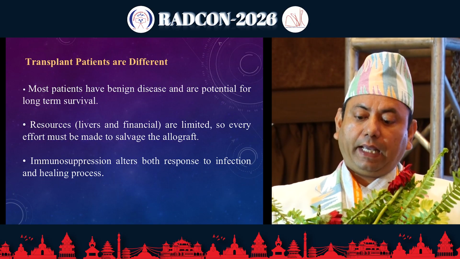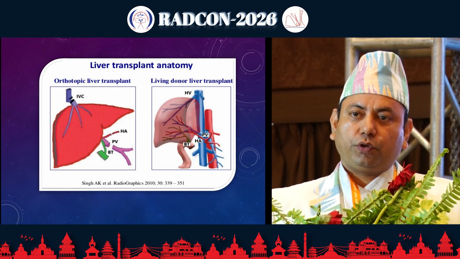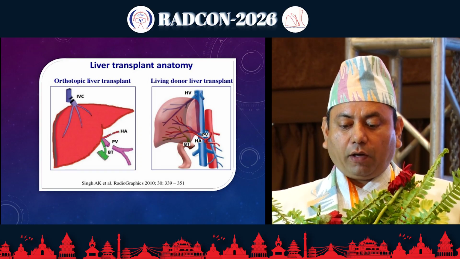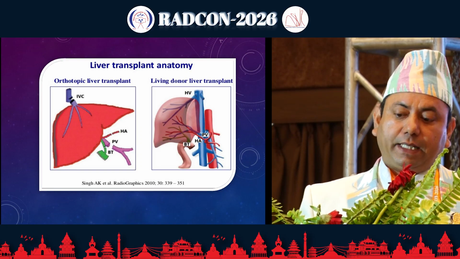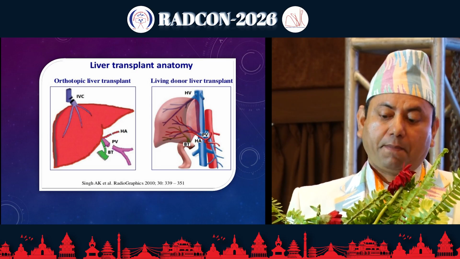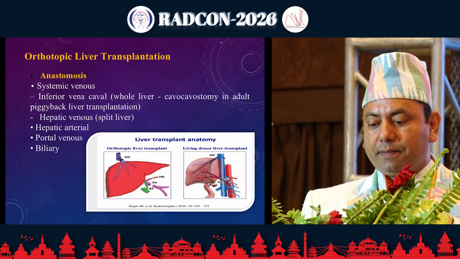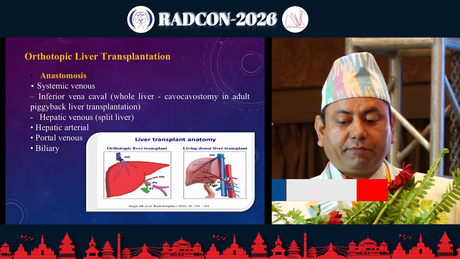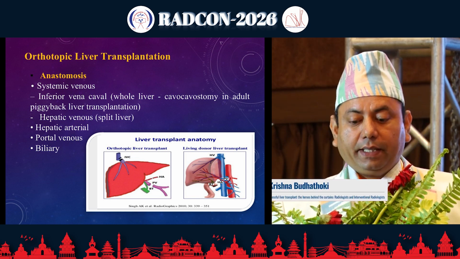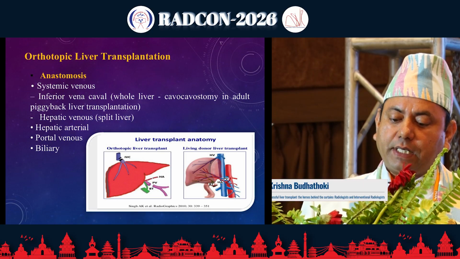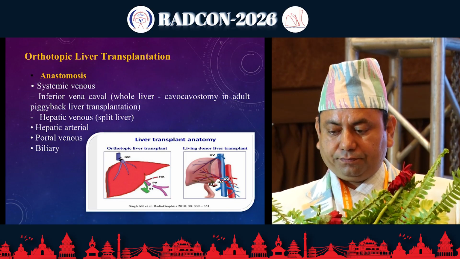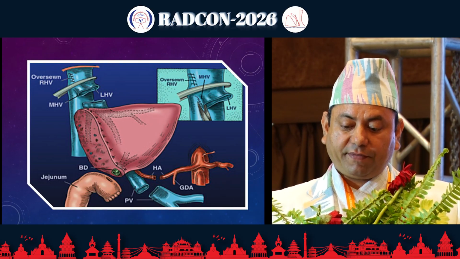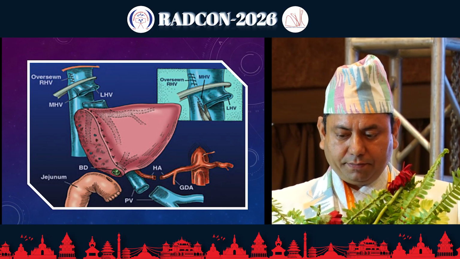So this is the basic liver anatomy that all radiologists should know. In orthotopic transplant, the whole liver is transplanted, and the hepatic artery, portal vein, and biliary tract are anastomosed. In living donor liver transplant, half of the liver is transplanted in split fashion. In orthotopic liver transplantation, the systemic inferior vena cava and whole liver are joined in a cavocaval anastomosis. In adults, piggyback liver transplantation is used, with the hepatic vein in split. This is the schematic diagram of the transplant anatomy of the vasculature and the biliary system.